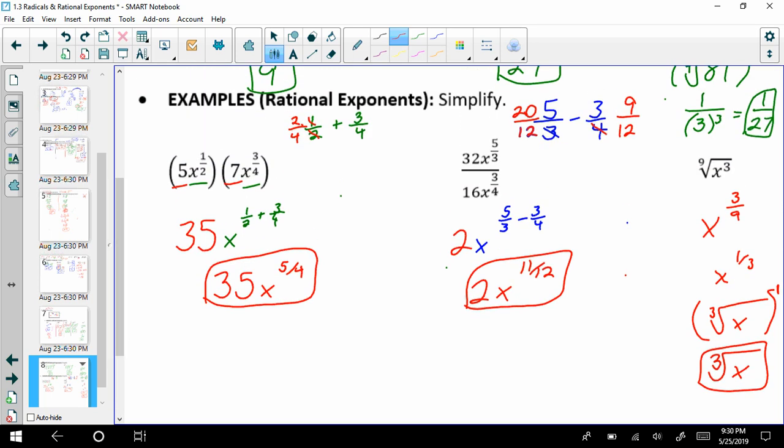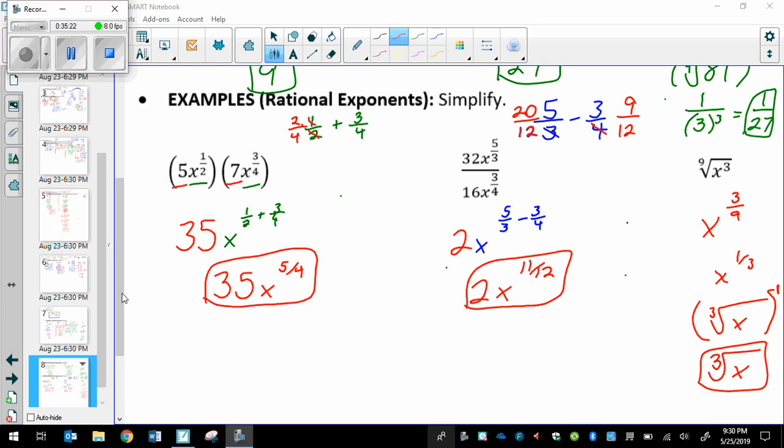So again, this whole unit is just a lot of simplification tricks that we will be using in the upcoming units. So that's all I have for this one.